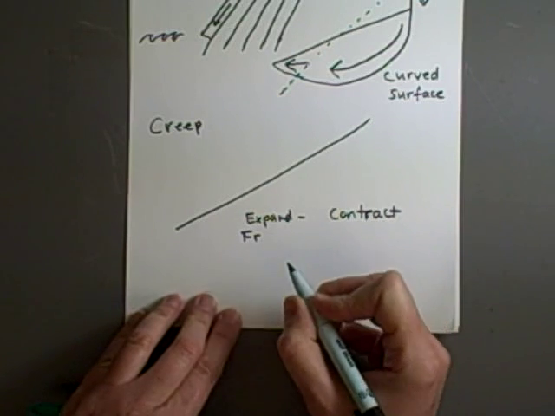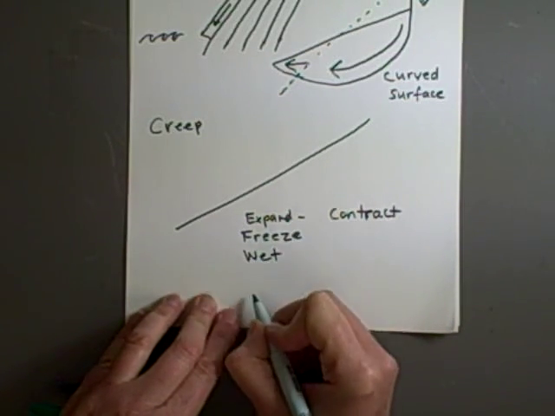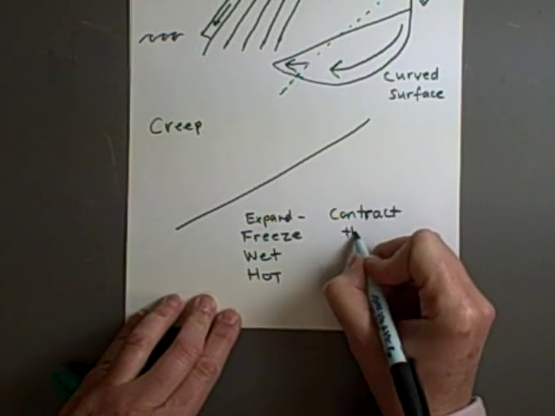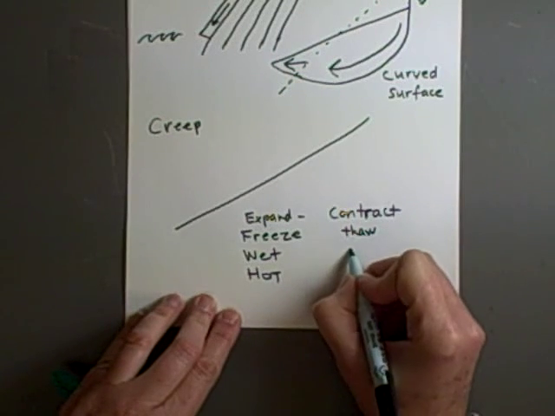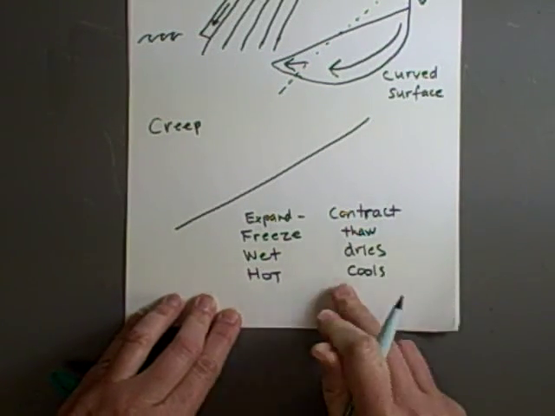And why does soil expand? It expands when it freezes, it expands when it gets wet, and it expands when it gets hot. Okay, why does it contract? When it thaws, it contracts. When it dries, it contracts. And when it cools, it contracts.